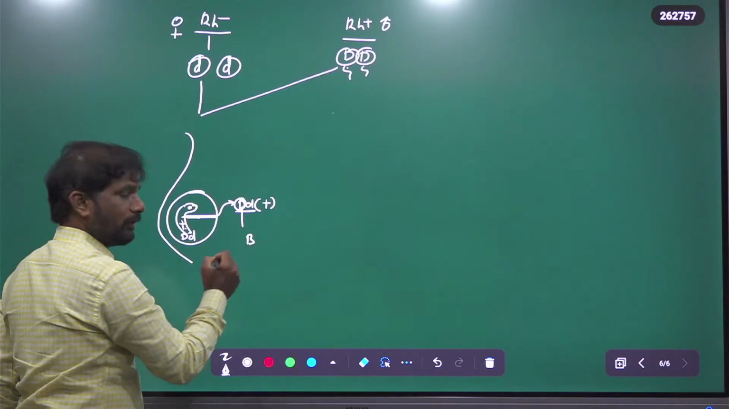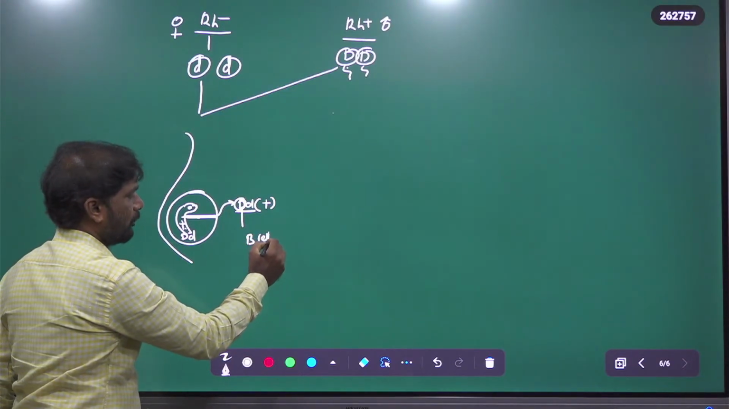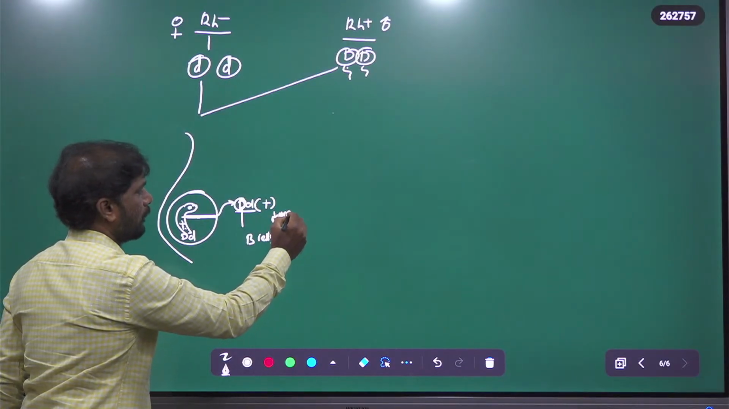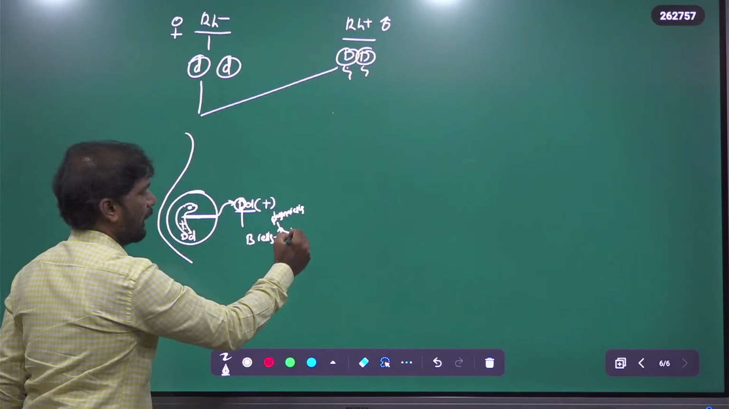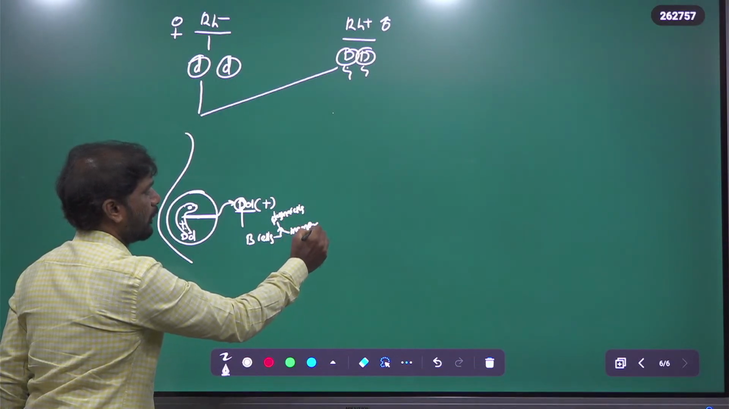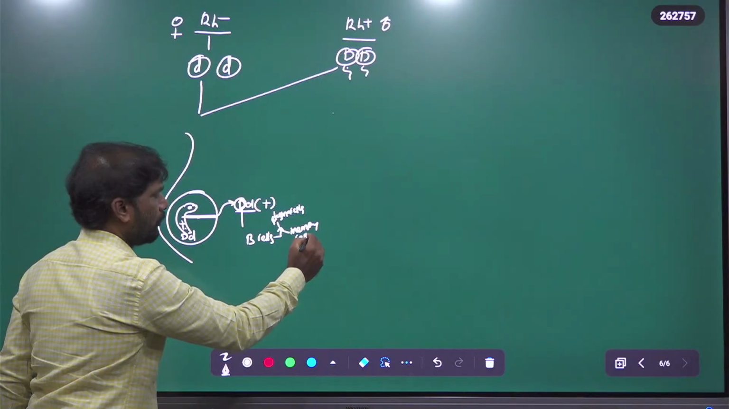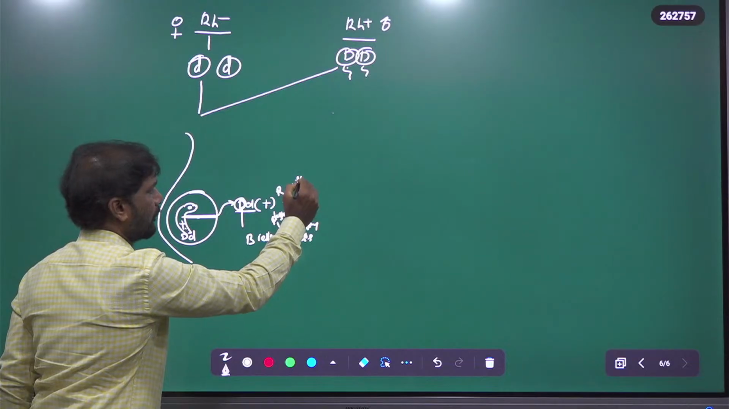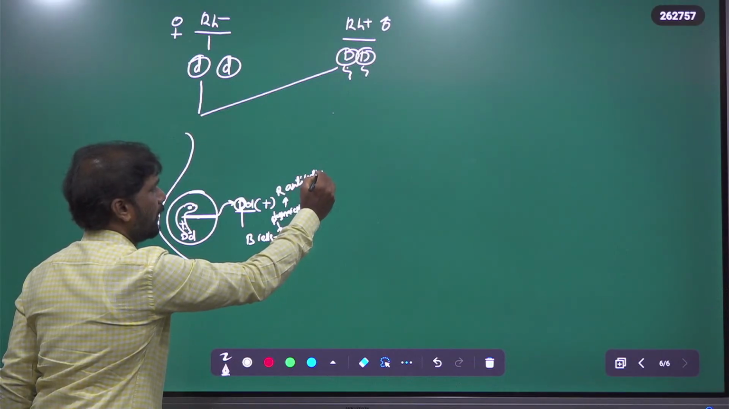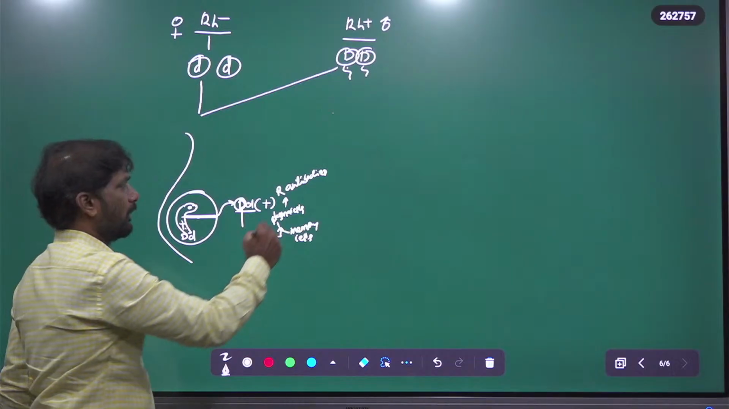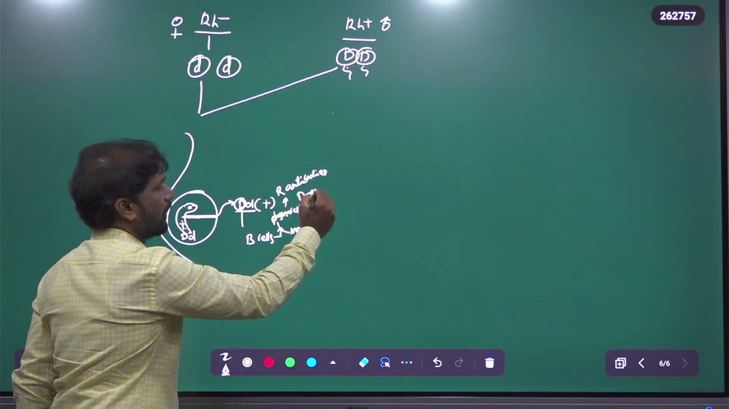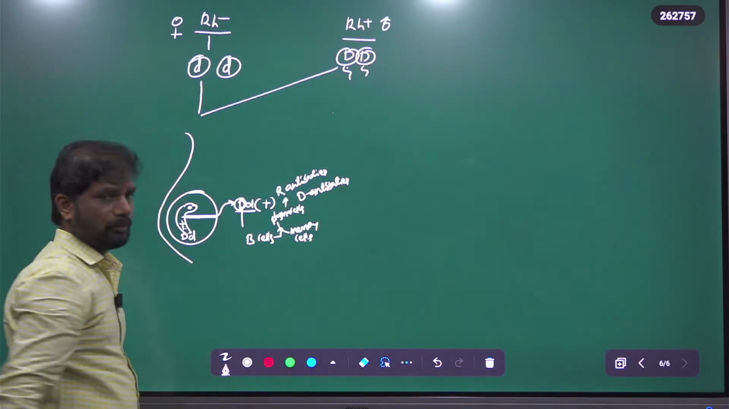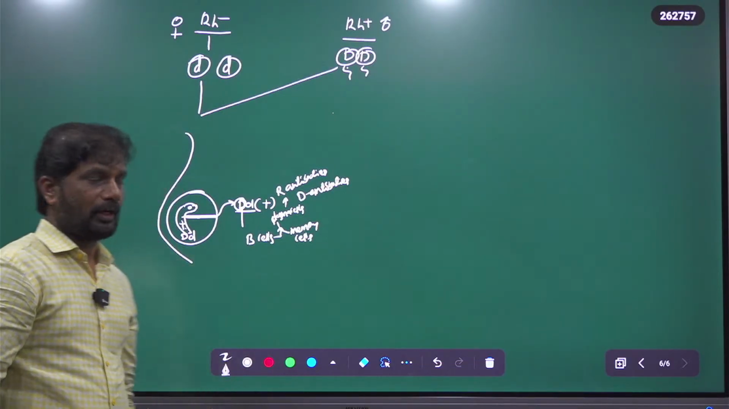So the B cells of the mother will produce plasma cells as well as memory cells. The plasma cells produce Rh antibodies. So what are produced? Rh antibodies are produced. These are known as the D antibodies.